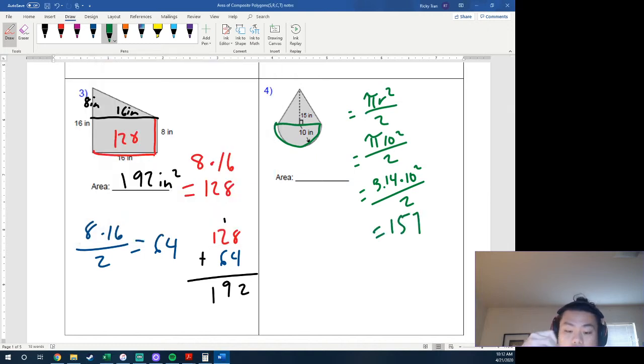Then we'll find the area of the triangle. This time we need the diameter. The diameter is twice the radius. The base of this triangle is the diameter of that semicircle. To find that, you just take the radius and multiply by 2. So this length is actually 20. Make that clear.